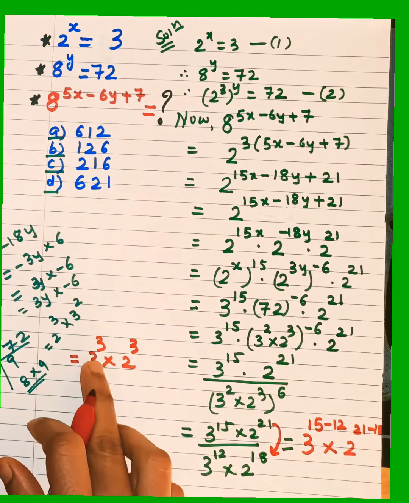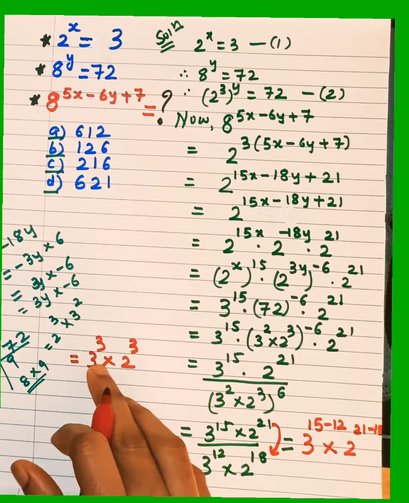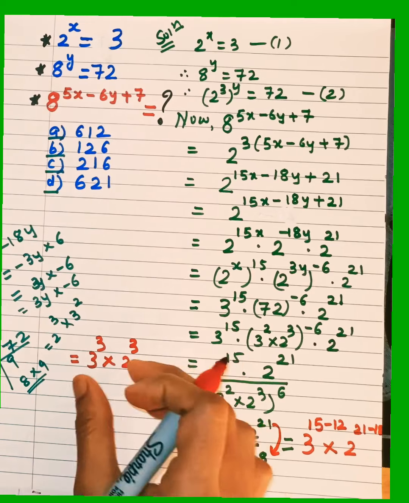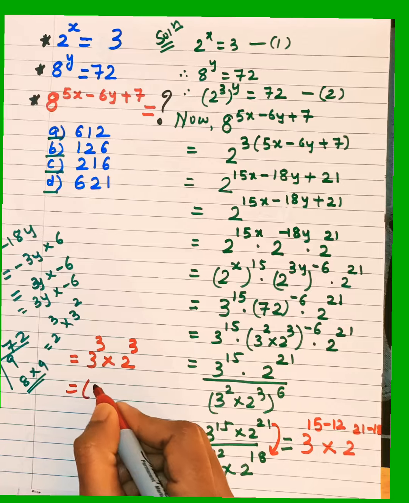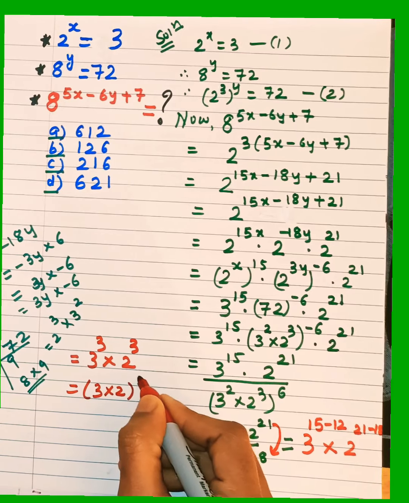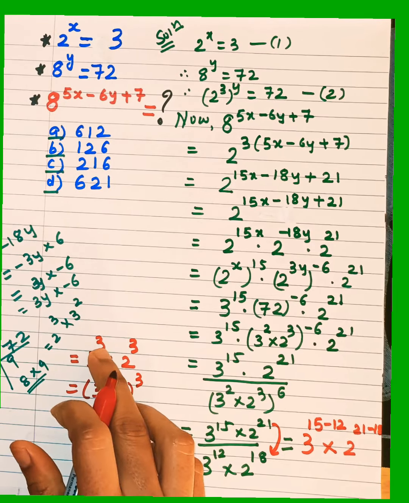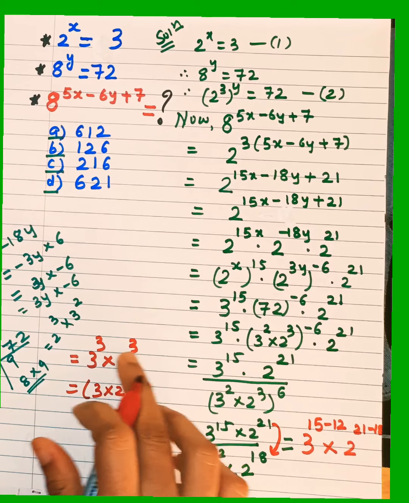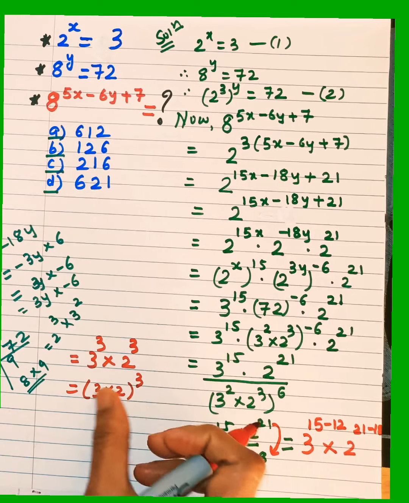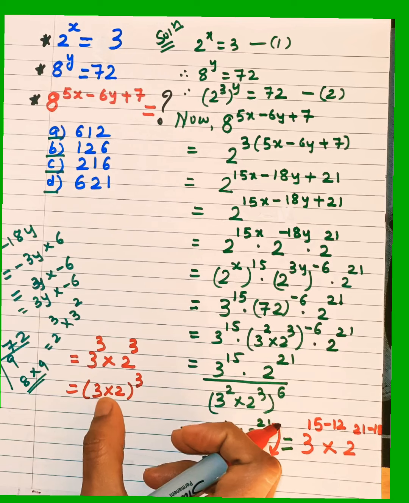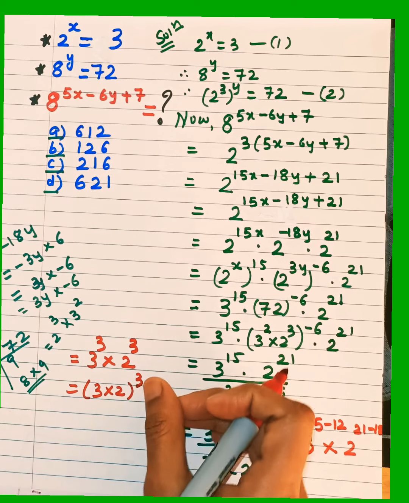Now if you see, both have the same powers, 3 for the 3 and 3 for the 2 also. So we can take it out common. We can write it like 3 into 2 and whole raised to 3. Here the power is 3, here also the power is 3. The powers are same, so same powers can be taken out common like this. So I can write 3 into 2 and this whole part raised to 3.